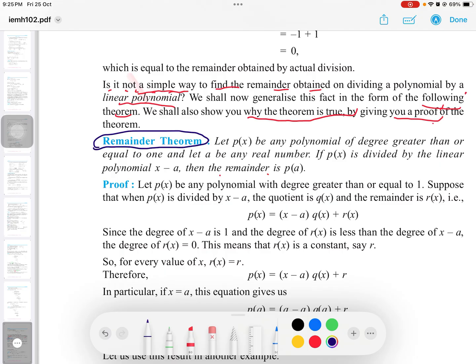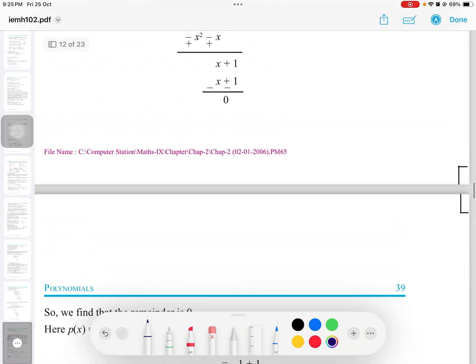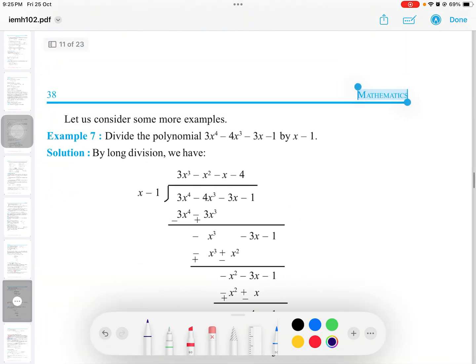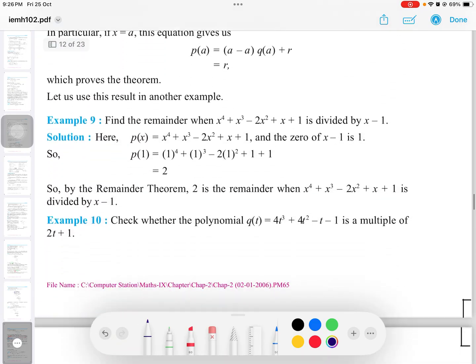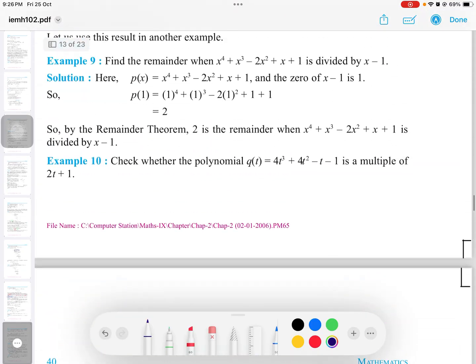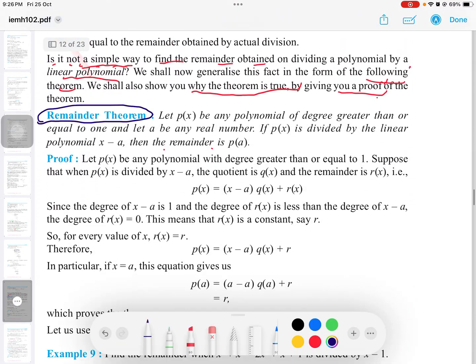It's okay. Now, if p of x is any polynomial, okay, let's consider these. Using these variables might complicate. So, let's say p of x, let's use the same example. We'll use the same example: 3x power 4 minus 4x cubed minus 3x minus 1. 3x cubed minus 4x minus 3x minus 1.